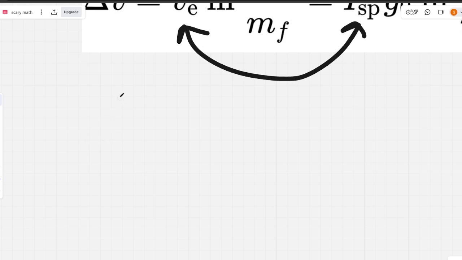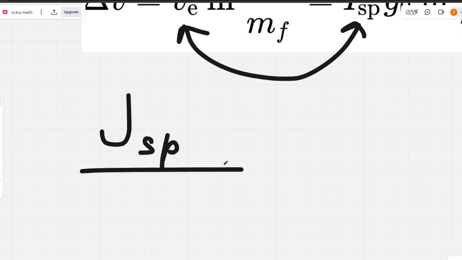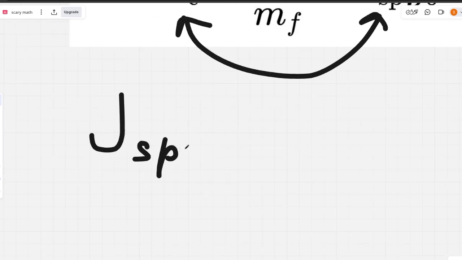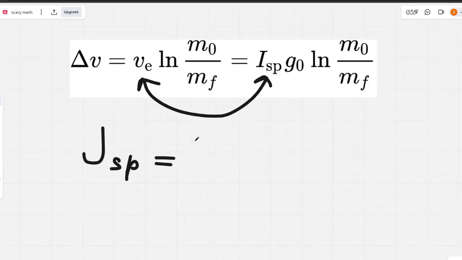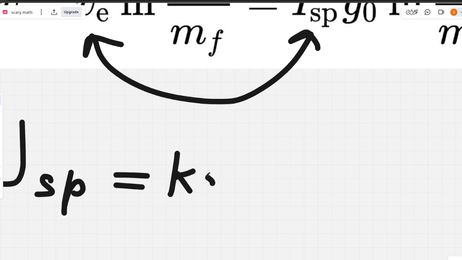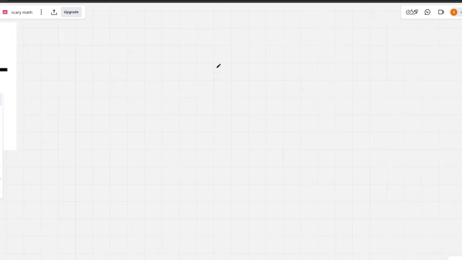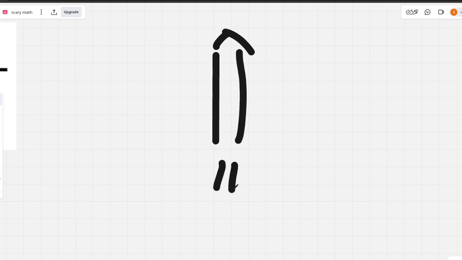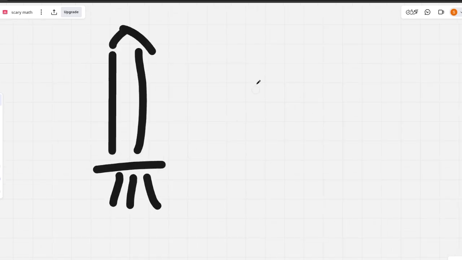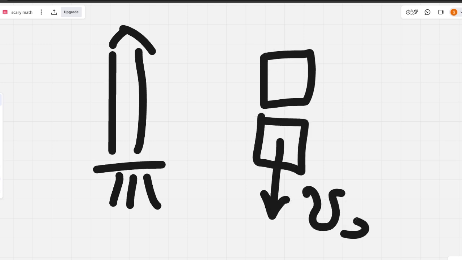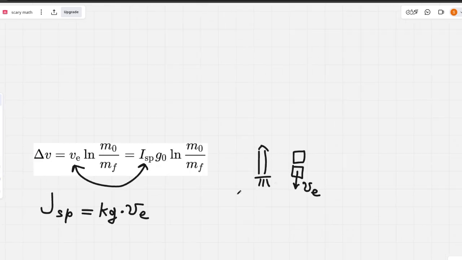So first of all, let's define another type of specific impulse. Let's denote this JSP, and essentially that's going to be the momentum produced by burning 1 kilogram of fuel. Now we can define it in a few ways. First we've got just kilogram times VE. That's because if we look into the conservation of momentum in any rocket, then essentially what we have is just an object separating from it at VE, and a certain mass, in this case it's a kilogram.